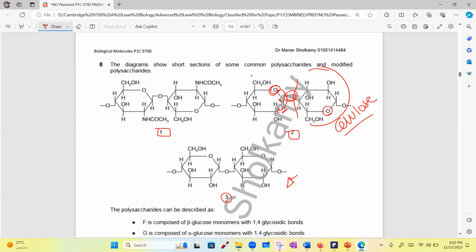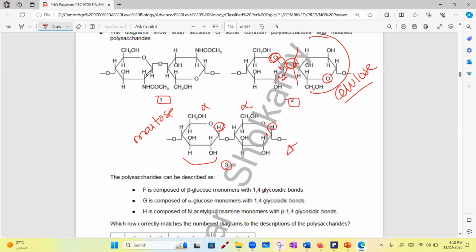So this is an inverted beta glucose. So number 2 is very clear. Number 2 is a cellulose. Number 3 is a maltose, because this first ring is an alpha glucose. See, the hydrogen at carbon number 1 is above the ring. And the second ring also has the hydrogen at carbon number 1 above the ring. So this is alpha glucose and this is alpha glucose. So number 3 is maltose. Number 1, we did not take it.